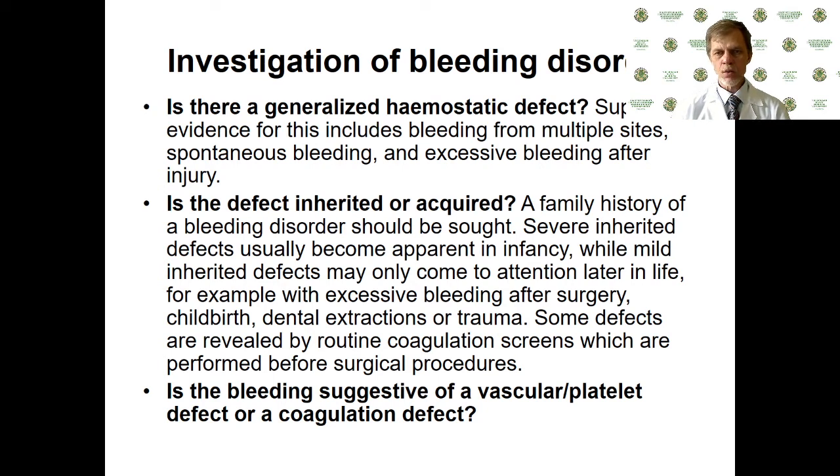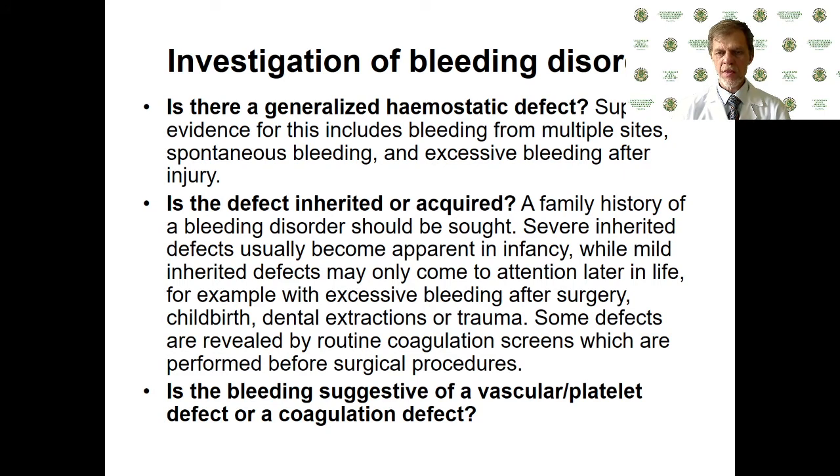Second question, is the defect inherited or acquired? A family history of bleeding disorders should be sought. Severe inherited defects usually become apparent in infancy, while mild inherited defects may only come to attention late in life, for example with excessive bleeding after surgery, childbirth, dental extraction, or trauma. Some defects are revealed by routine coagulation screening, which is performed before surgical procedures.